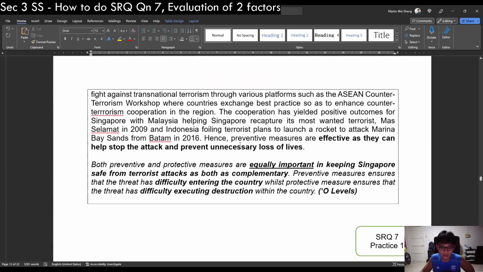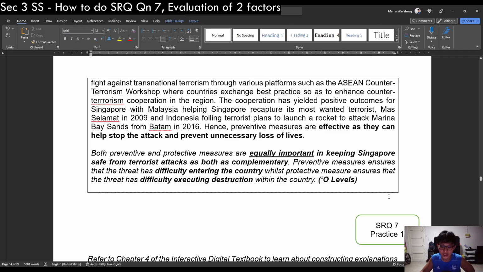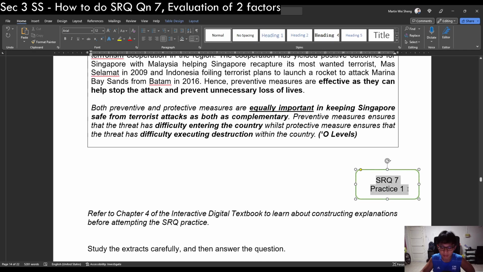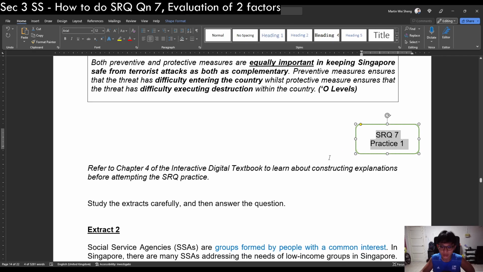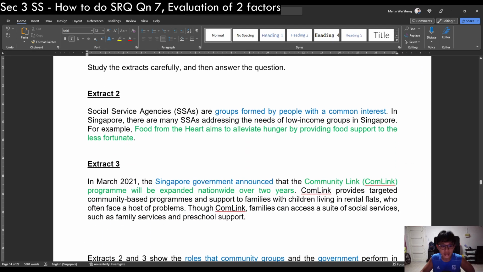So your homework after I go through this question is for you to do SRQ number 7, practice 1. To do this SRQ, you can refer to chapter 4 of your textbook. I think your textbook also has some QR codes for you to scan, to construct explanations to help you in answering the question. In this practice, extract 2, extract 3, same thing over here.